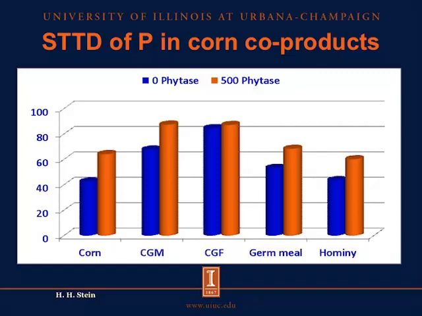Corn germ meal will also have an increased digestibility of phosphorus if we use phytase, and the same is true for corn gluten meal. However, corn gluten feed does not see an increase in digestibility of phosphorus if we add phytase. But corn gluten feed had the greatest digestibility without phytase, so the reason we don't see an improvement when we add phytase to the diets is likely that there's no room for further improvement of the phosphorus digestibility in corn gluten feed.